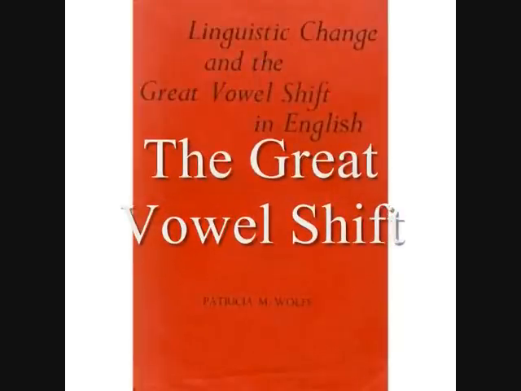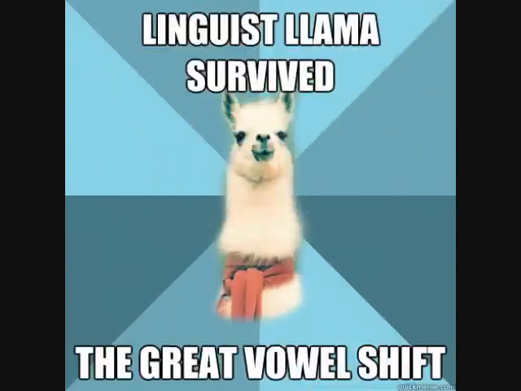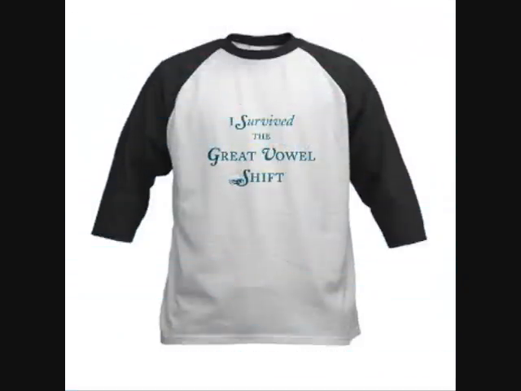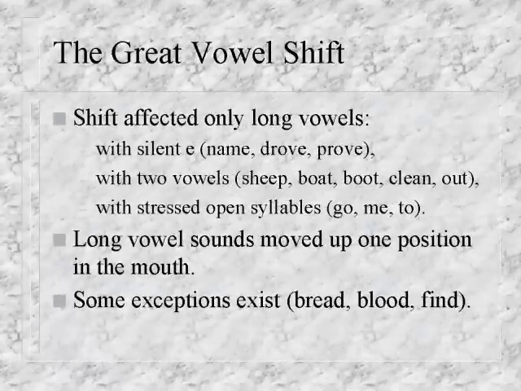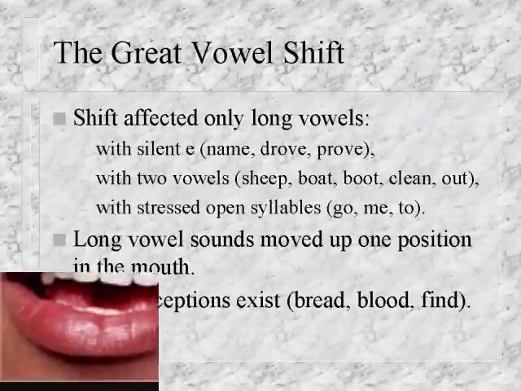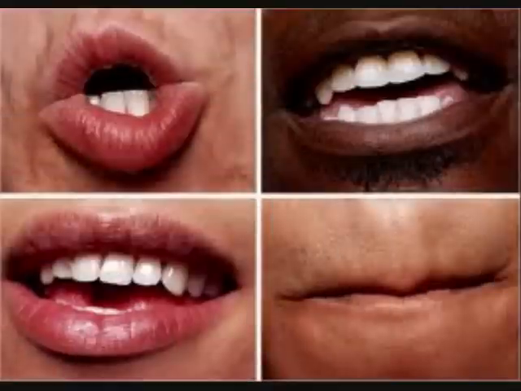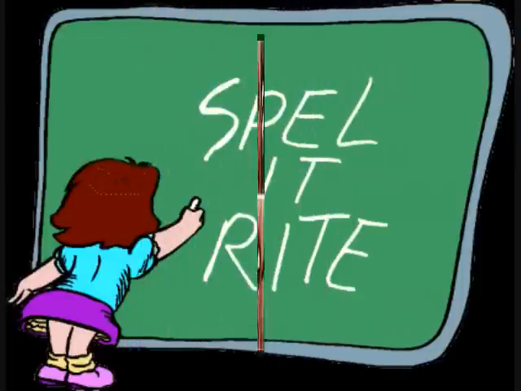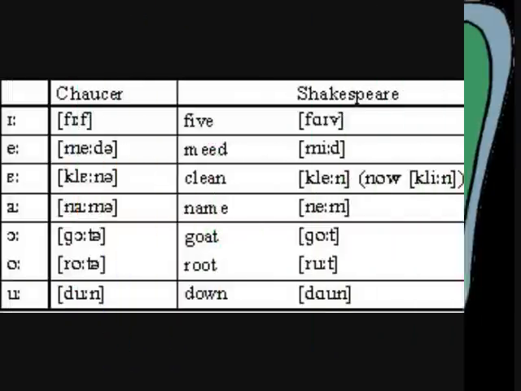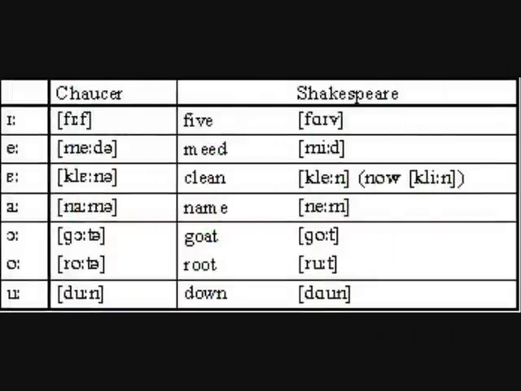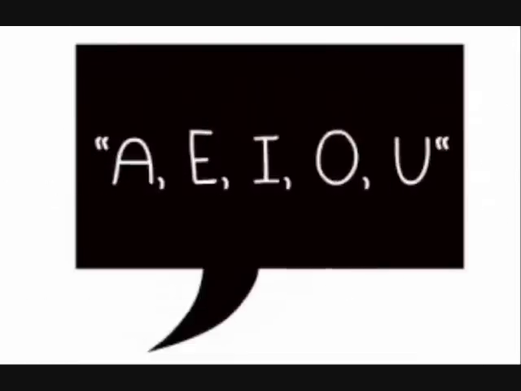The English language experienced a phenomenon known as the Great Vowel Shift, which occurred between 1350 and 1700 and spanned the Middle and Early English periods. The impact of the Great Vowel Shift focused primarily on pronunciation and spelling. The main difference in pronunciation between Middle English and Modern English is in the value of the long vowels.